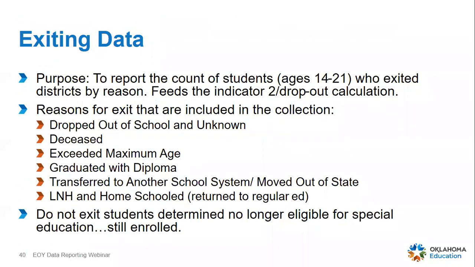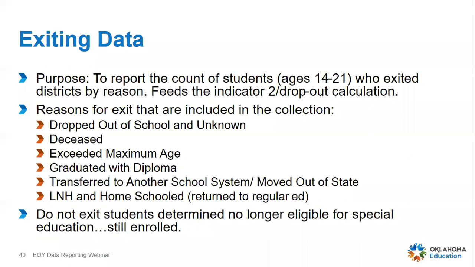Okay, exiting data. The purpose of this, every year, we provide an exiting report. It actually goes out in the spring for the previous year to report the count of students ages 14 to 21. And this is just 14 to 21. So if you think you're missing students from your exit report, it's probably because of age, who exited districts and the reason they exited. So this feeds the indicator 2 dropout calculation. So it's really important that this exit report is correct for your district.